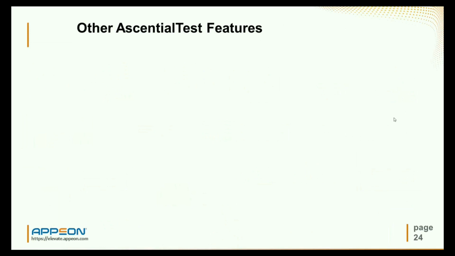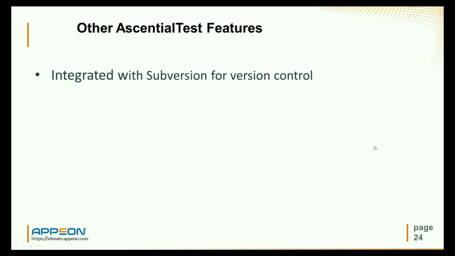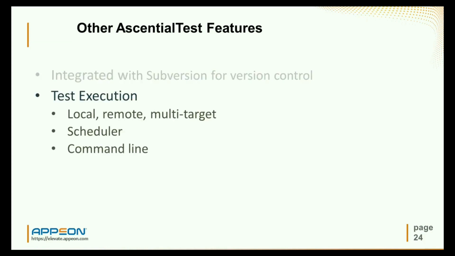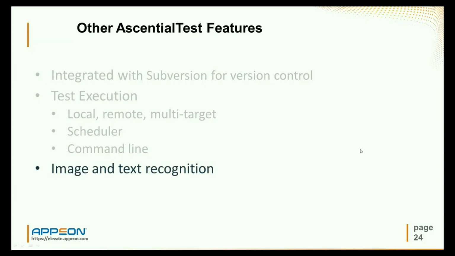Other AscentialTest features that we didn't get an opportunity to talk about in this demonstration include things like integrating with Subversion for version control, executing tests remotely or on multiple machines at the same time, using our scheduler to schedule tests, or using the command line, which makes it very easy to integrate with other tools like Jenkins. We have image and text recognition. I talked about that a little bit earlier. We also have a very sophisticated image comparison.